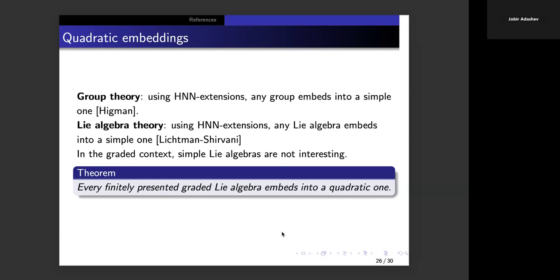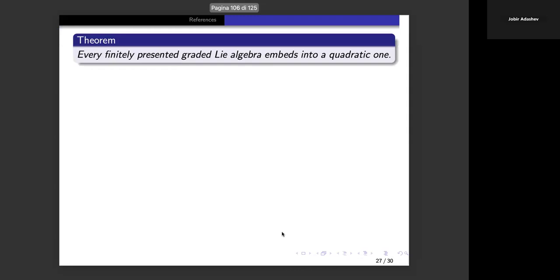But anyway, I considered, let's say, as simple Lie algebras in this context, the quadratic ones. And in fact, I could prove that every finitely presented graded Lie algebra embeds into a quadratic Lie algebra. Okay, so let's see. I want to provide you a proof of this fact, but only an example, and a pretty easy example. And the proof is just a generalization of this example, so to speak.